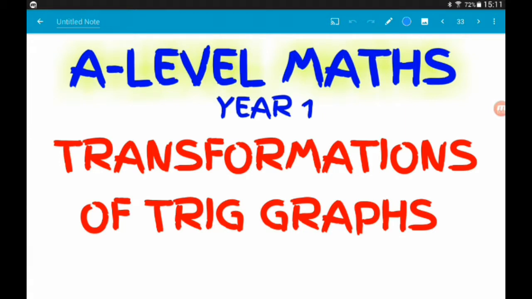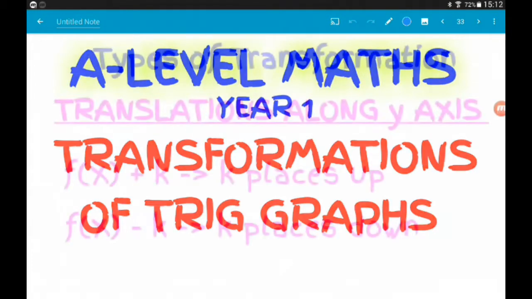We're going to do 10 questions. We're going to do 4 on the sine graph, 4 on the cos graph, and then 2 on the tan graph. But the very first thing we're going to do is remind ourselves of the different types of graph transformation. So I've made some pretty pictures. These are available in the description down below, in a PDF format. So hopefully they will be very useful.